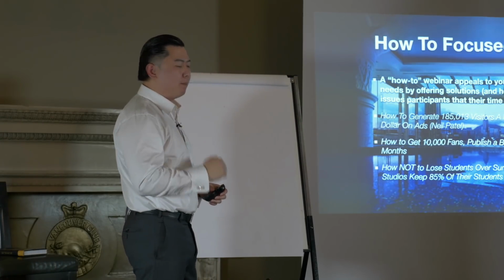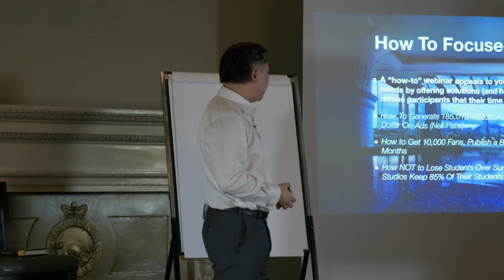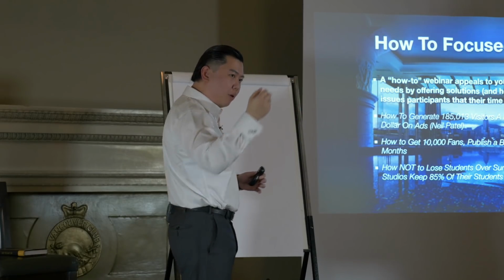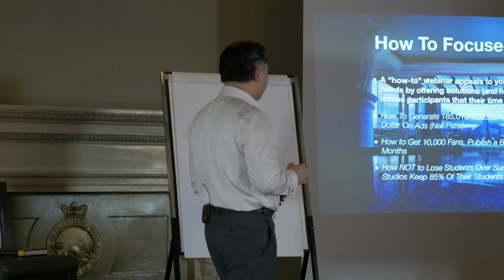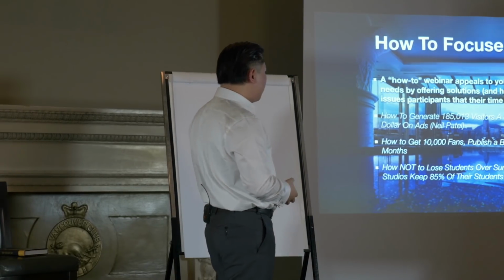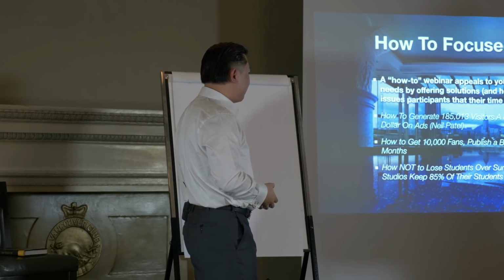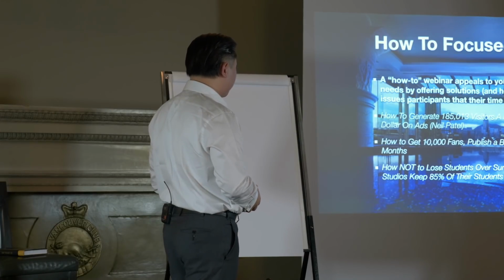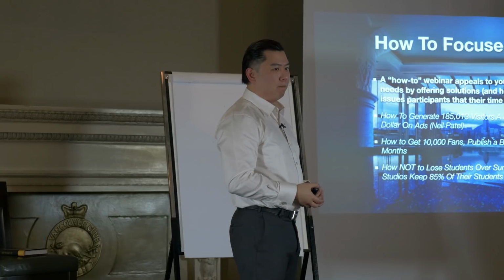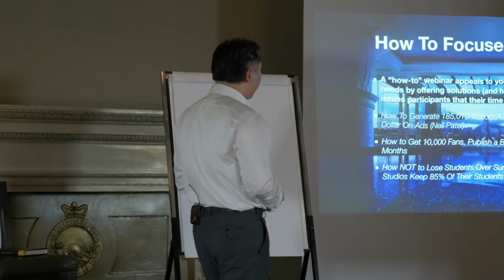Bam. How to get 10,000 fans, publish a book, and make 100K in 18 months. Boom, boom, boom. If you want to be an author, that's a very, very specific benefit. Here's an example for someone that, say, runs a music or dance school. How not to lose students over summer. Discover how busy studios keep 85% of their students with this three-step system. Can you see a pattern here? Yes? Boom, boom, boom. How to focus.